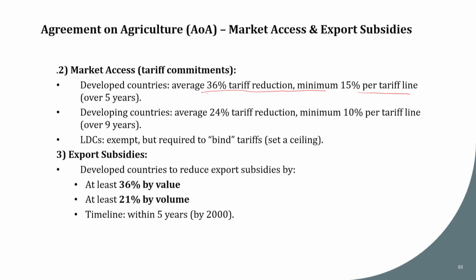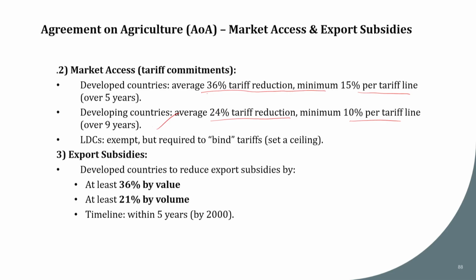When it comes to developing countries, WTO was a little bit more lenient. There is an average 24% tariff reduction over time from the existing one, and a minimum 10% per tariff line over a 9 year period. And the least developed countries were exempt from reduction. That means they can continue whatever tariffs they have been following, but had to bind their tariffs over time. This meant that they had to set a ceiling and couldn't increase them in the future.